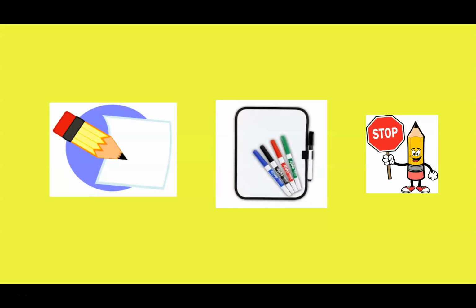All right, friends, we're getting into the spelling portion of our lesson today, so make sure you have those papers or whiteboards ready. Remember, when you see the stop symbol, that means I'd like you to stop to write down the letters or words that we're practicing. Here we go.